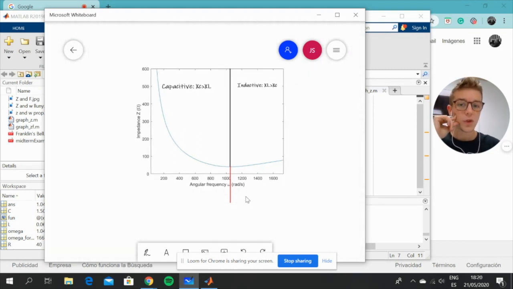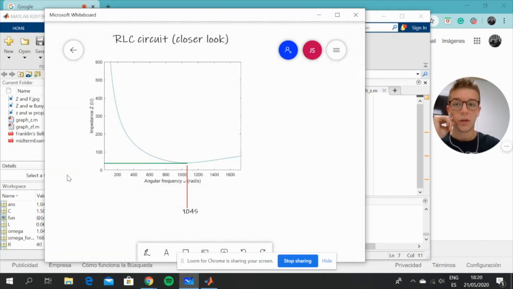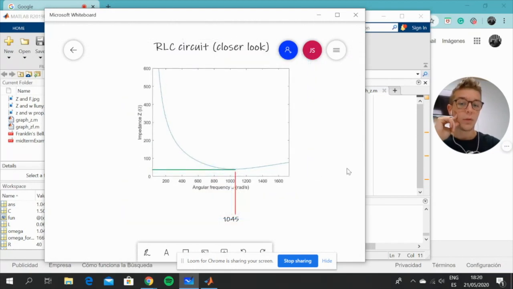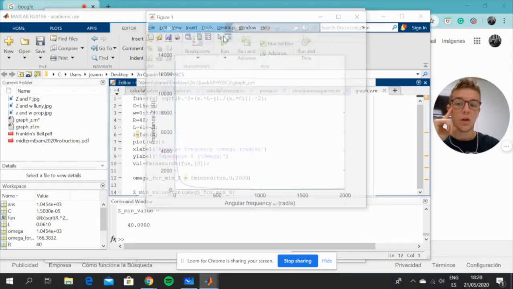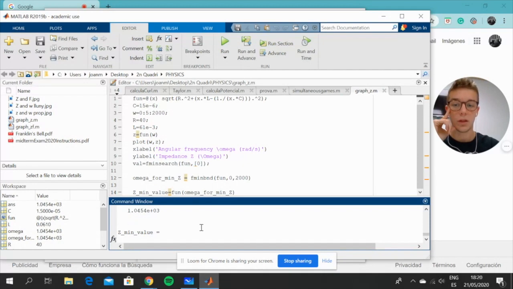Alright, so as to find these values, I mean this 1045 and this 40 value, we've done it by MATLAB as well. You can check that by adding these two commands here, we would be obtaining the values of the frequency, the values of the angular frequency and the Z. Alright, so there we go. We get this value of 40 and this value of 1045.